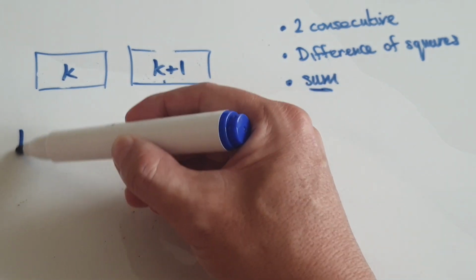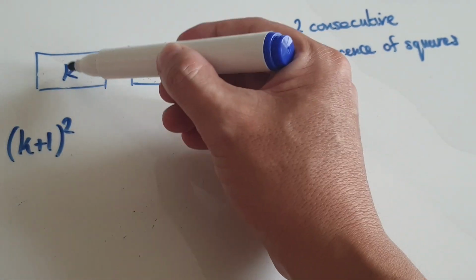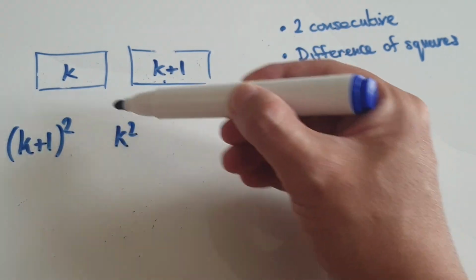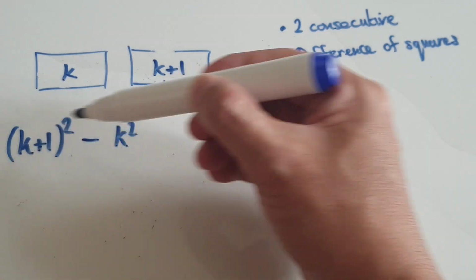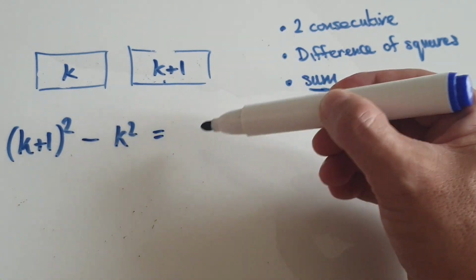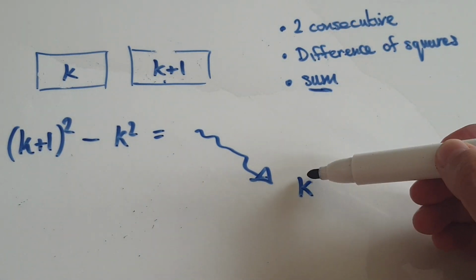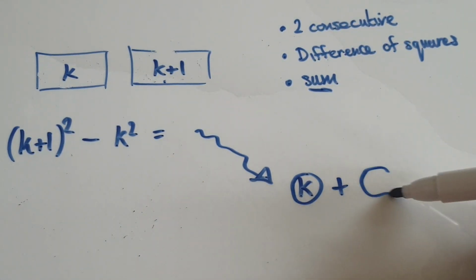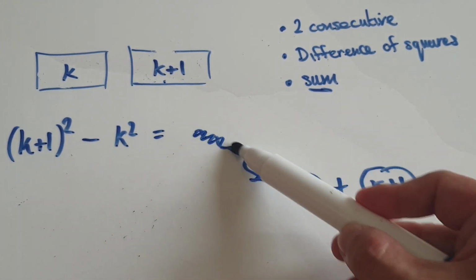So square the two, so k plus 1, square it, and then square the other one, the smaller one, and then take the difference. Difference means one take away the other. So this take away this, and then we have to somehow get to the sum of the two. The sum of the two being k plus the other number, k plus 1.